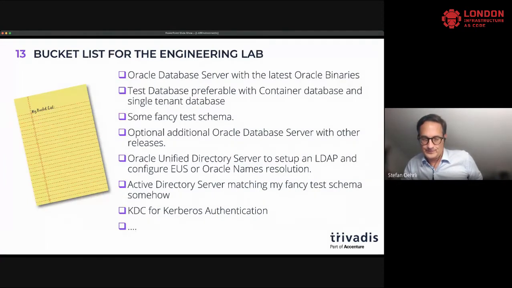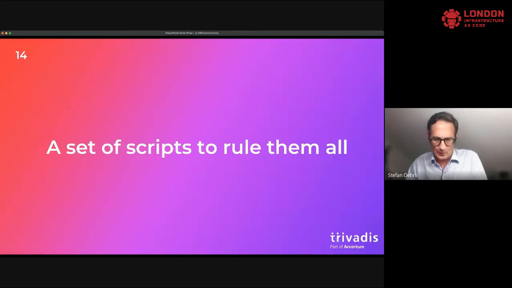So that's my bucket list. I want to have an Active Directory server. I want to have a database server. I want to have some fancy user schemas which I can work with. I don't just need an Active Directory, I also need some users, some groups, something which I can work with. So this is all going on my bucket list. And we're going to look now into what we have.